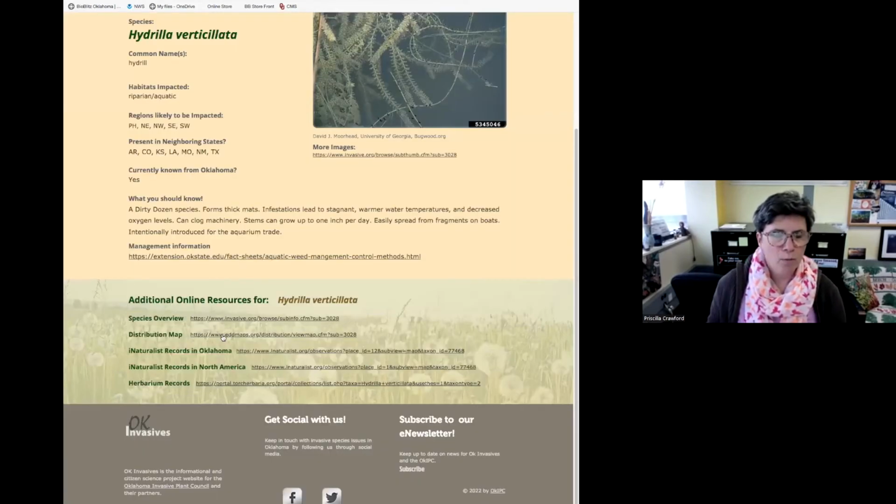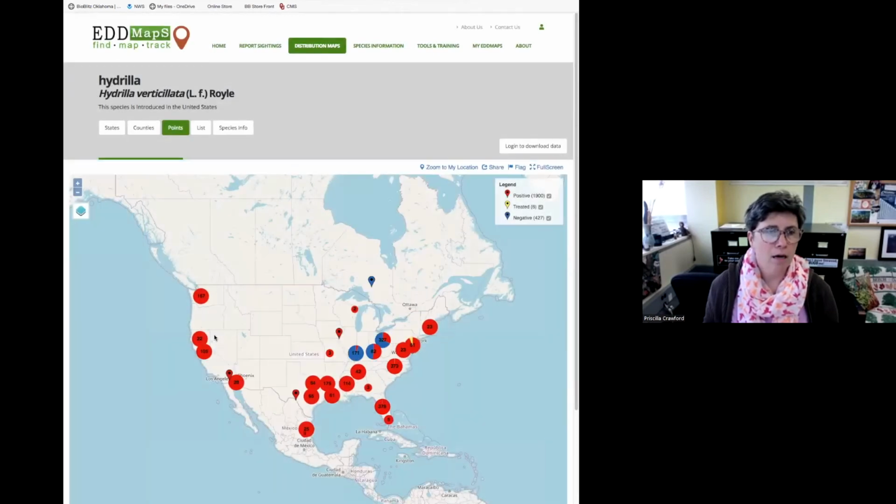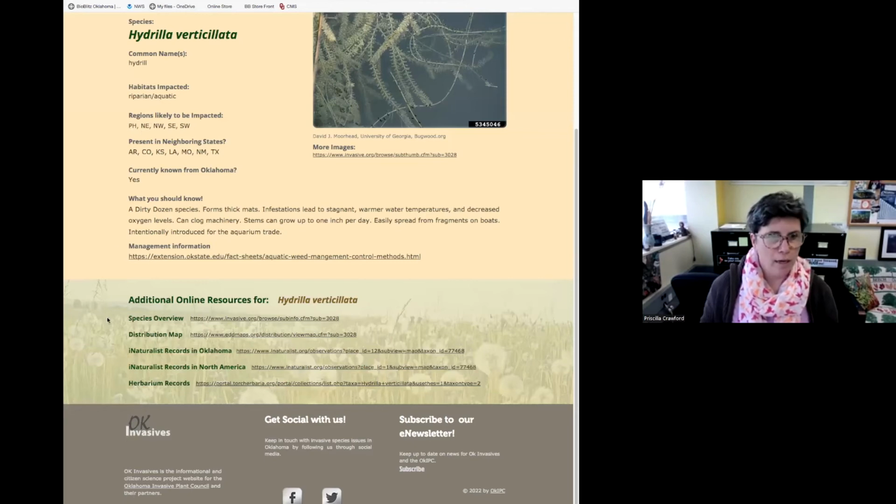Also, Amy was showing you the distribution maps. This will also take you to the distribution map, the second link, that is on the Early Detection and Distribution Mapping System. So you can see where it's distributed throughout the United States. Another link, Amy showed some of the distribution maps and said, well, actually, it's been found recently in Oklahoma.